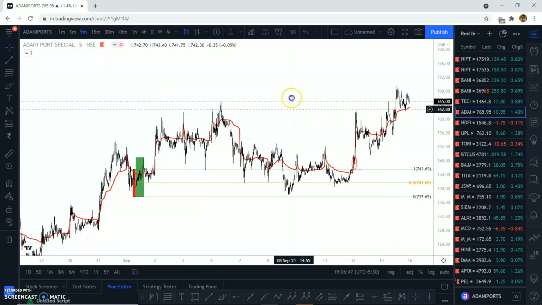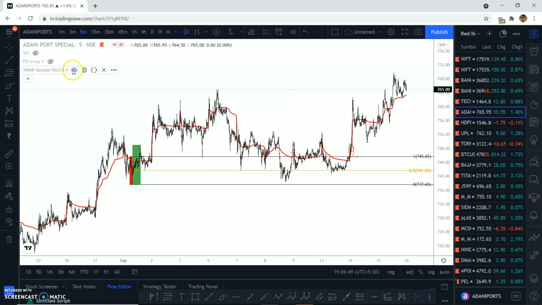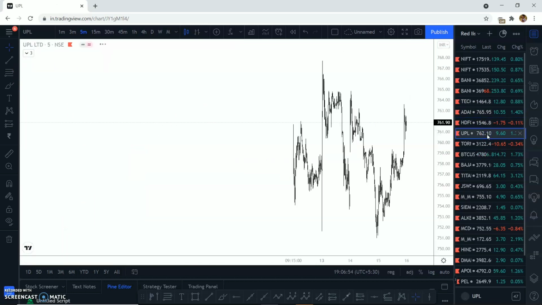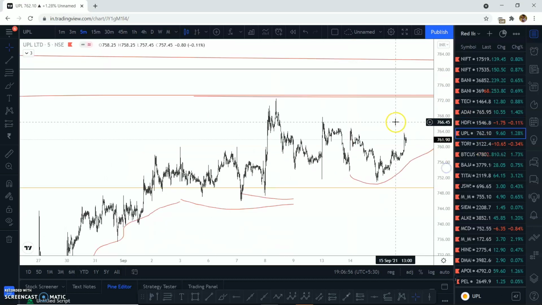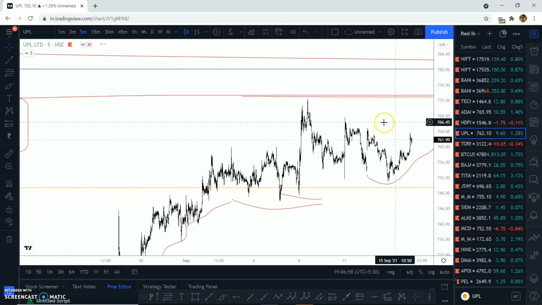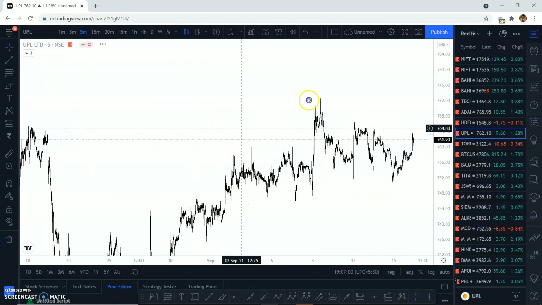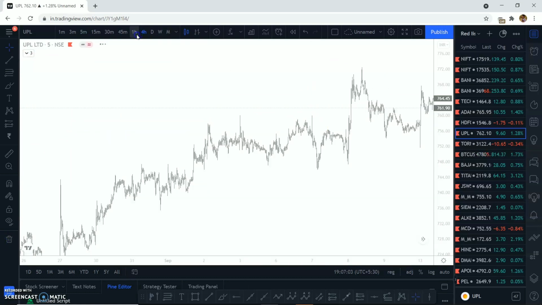Okay, so now what I'll do is, let's go back to a few charts. Let's understand a few charts. Let's see UPL. I'm not sure what UPL is doing. Okay, so I'll remove all of this and let's go to the 1 hour time frame.